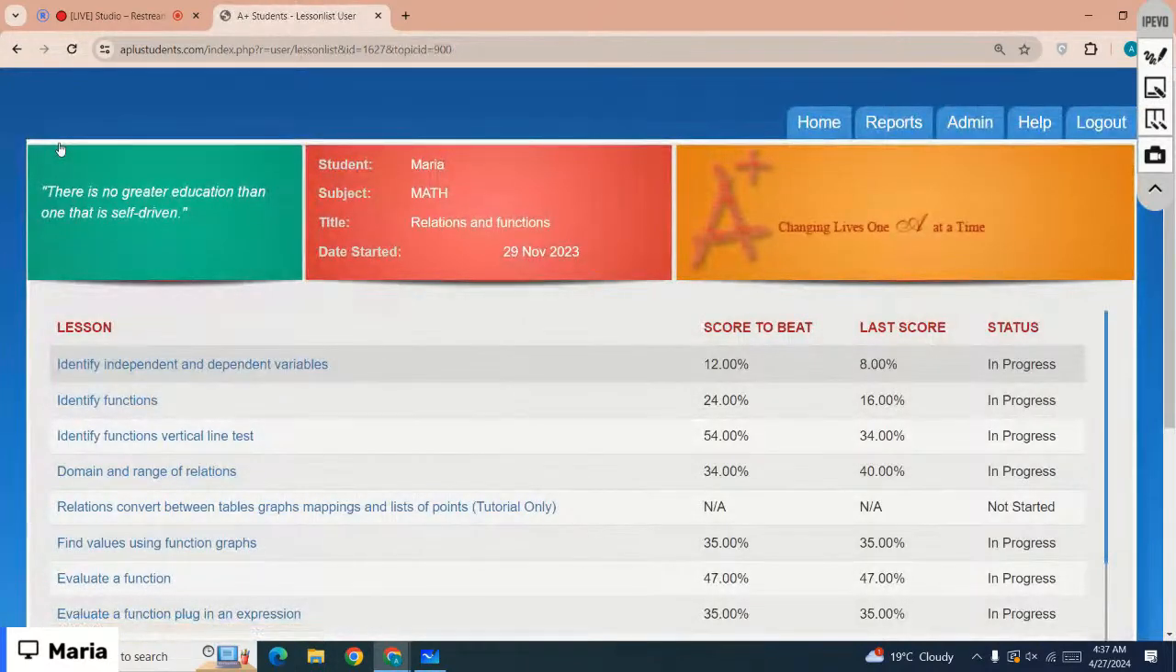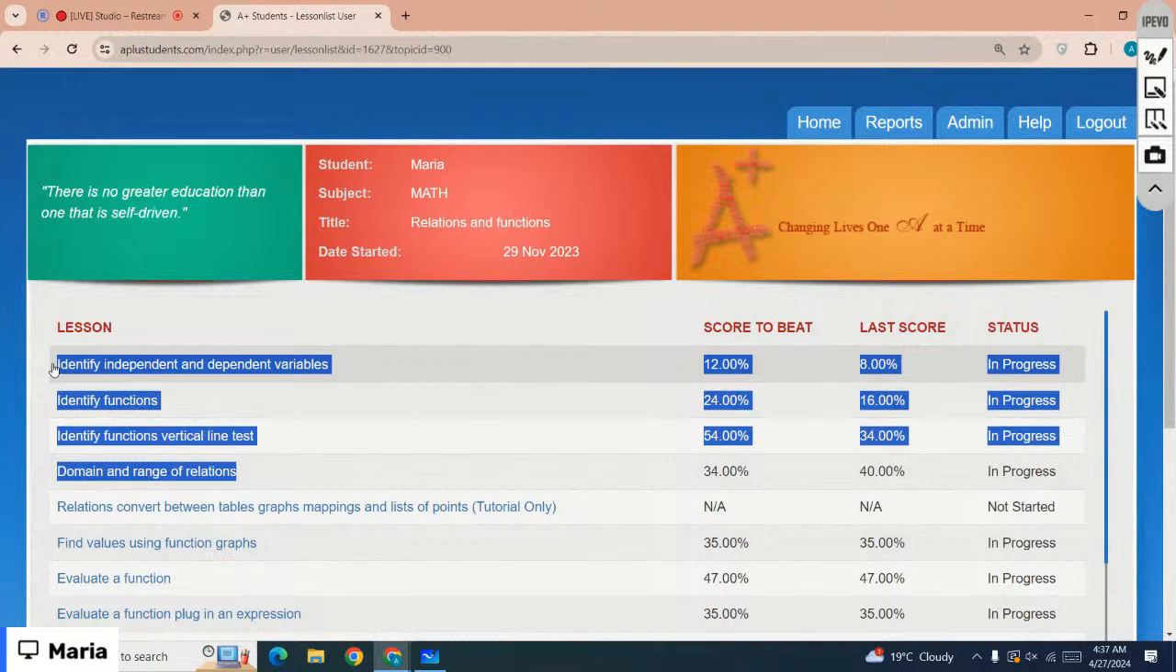So we were working on grade 9 math. The chapter we're working on is relations and functions, and the lessons we have covered are identifying independent and dependent variables, identifying functions, vertical line test, and domain and range of the relations. So please make sure before the next session you complete all the practice questions for the lessons we did today. That is your homework until the next session, right?